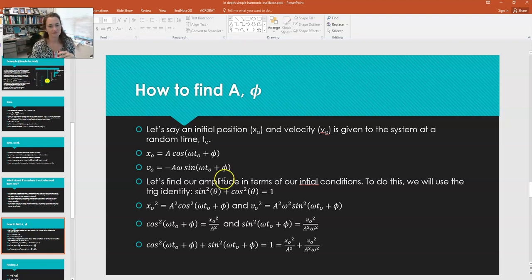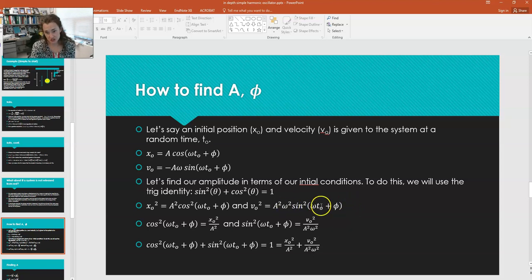So here I have x naught is equal to A cosine(omega t naught plus phi). If I square that, I'll have a cosine squared term. So x naught squared is equal to A squared cosine squared(omega t naught plus phi). If I square my v naught, I'll have a sine squared term. So v naught squared is equal to A squared omega squared sine squared(omega t naught plus phi). Now, I want to exploit my identity, cosine squared plus sine squared is 1.